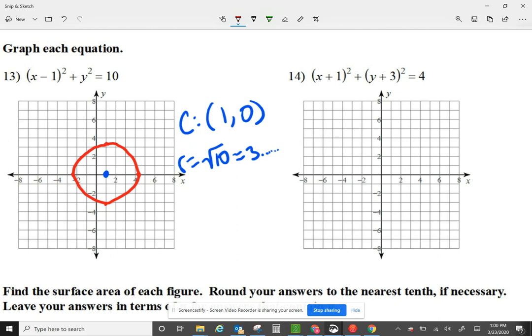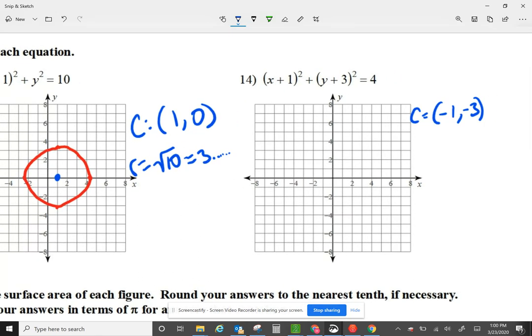Now let's take a look at number 14. Let me find the center of the circle. It's going to be the point -1, -3. Notice I just switched the signs on the x and the y. My radius, I know 4 is radius squared, so my radius is the square root of 4, which is just 2. Let me find the center, -1, -3.